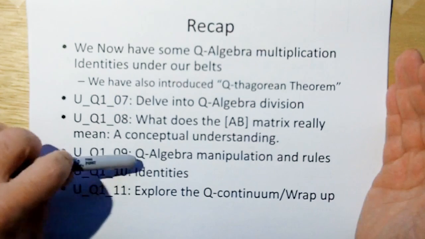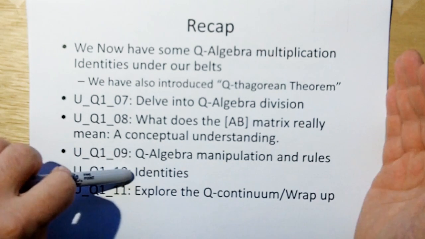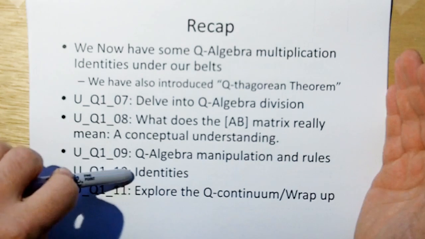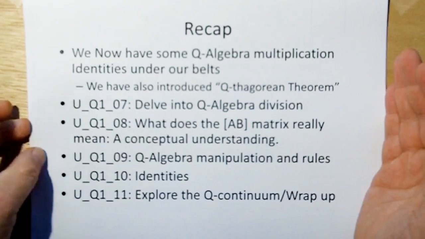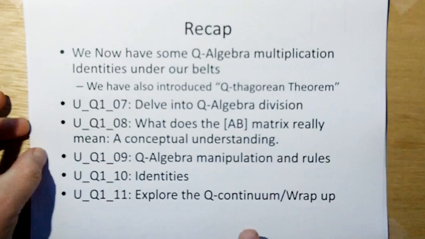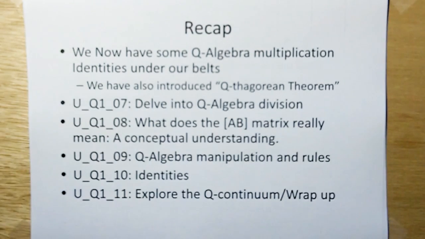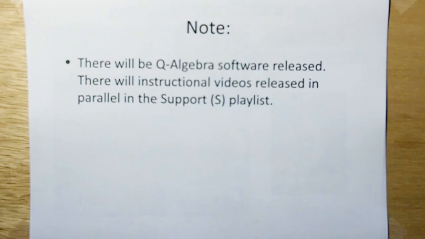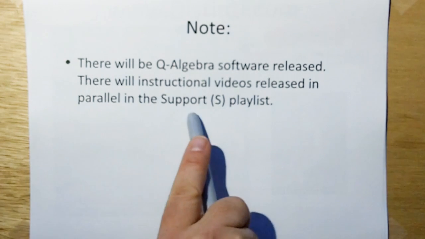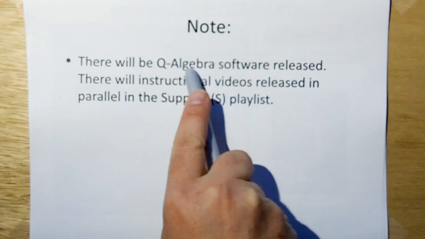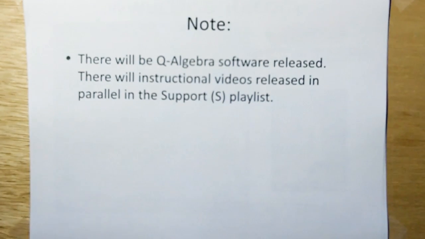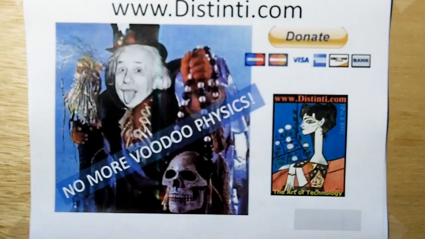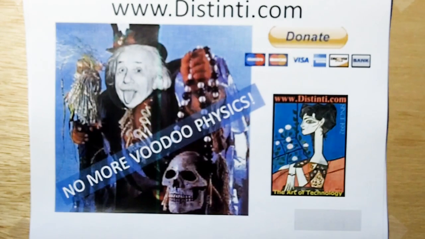Okay, then we're going to get into using that new Q-algebra to develop more extensive identities that we need for ethereal mechanics. And then we're going to do some exploration of the Q-continuum. Really, what does it mean? And that's going to include the wrap-up of this course, because that's all we need to do to go back into ethereal mechanics. There will be Q-algebra software released, and there will be instructional videos released in parallel in the support playlist. The support playlist will give you the information on where and how to download the software. It'll all be free, of course. Okay, no more voodoo physics, no more voodoo mathematics, and let's get this party started.